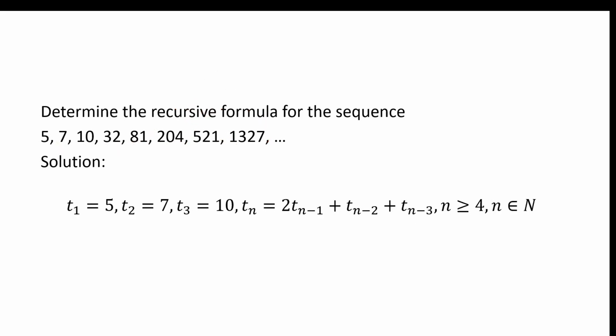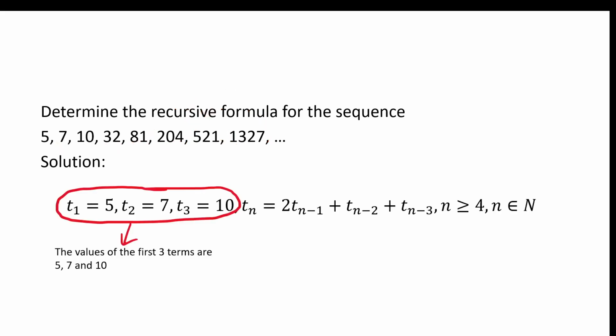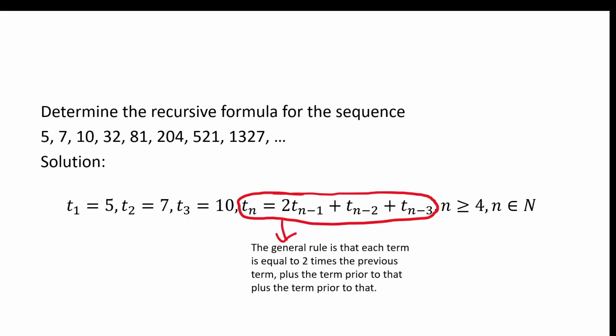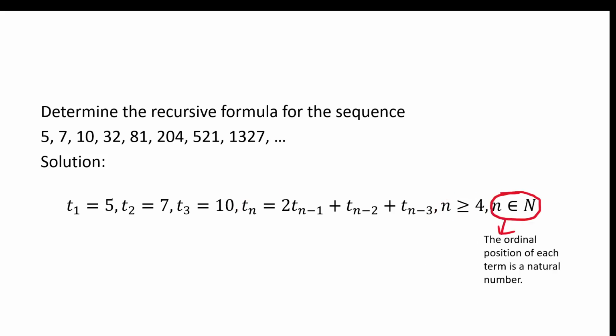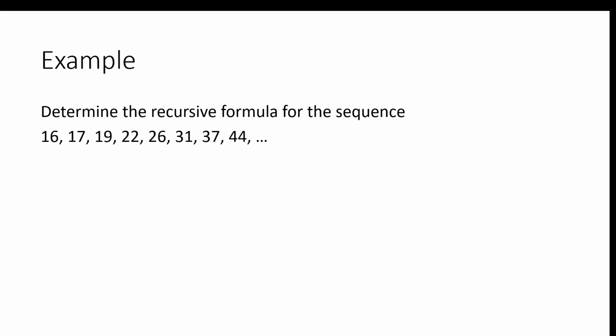So we write it as follows, and now we'll break it down part by part. This says right here that the values of the first 3 terms are 5, 7, and 10. Then we say that the general rule is that each term is equal to 2 times the previous term, plus the term prior to that, plus the term prior to that. The general rule applies to the 4th term and each term after that, and finally the ordinal position of each term will be a natural number.